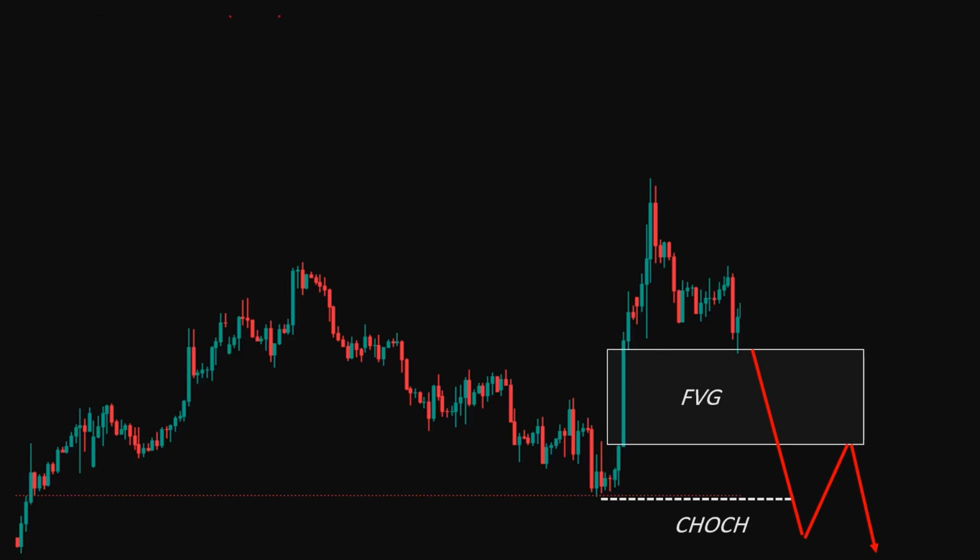To set your daily bias accurately, identify both mitigated and fresh fair value gaps near the current price. This practice enhances your ability to interpret price action more clearly.